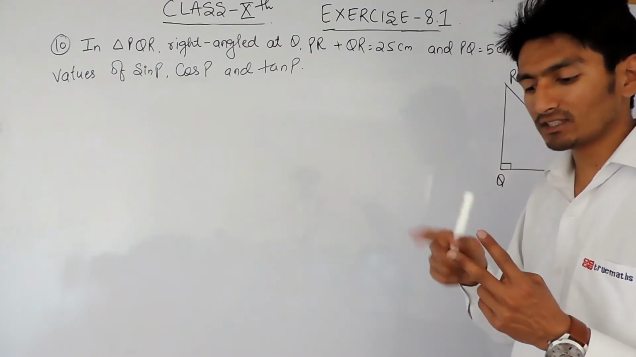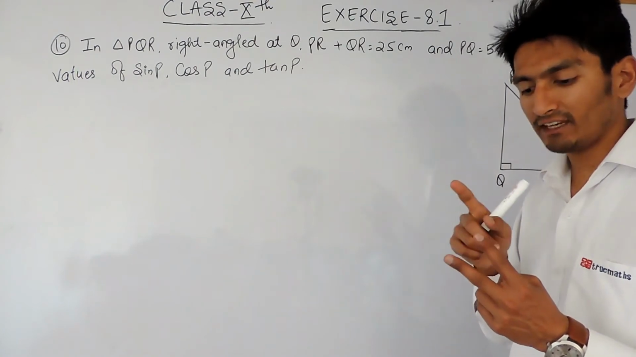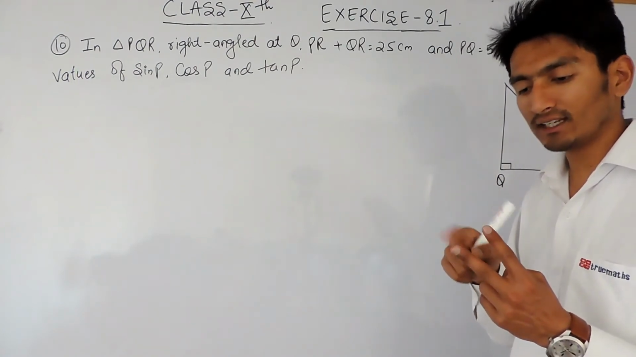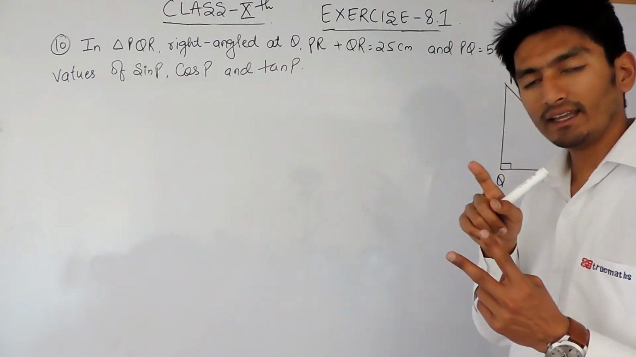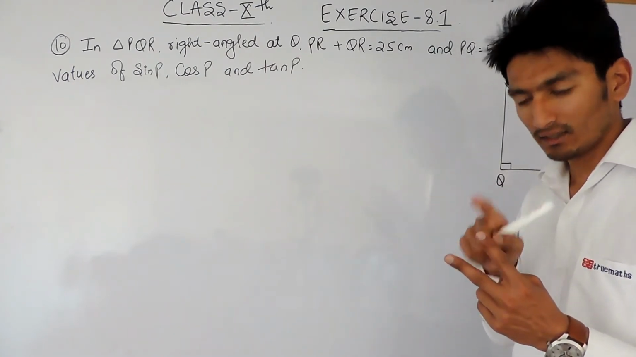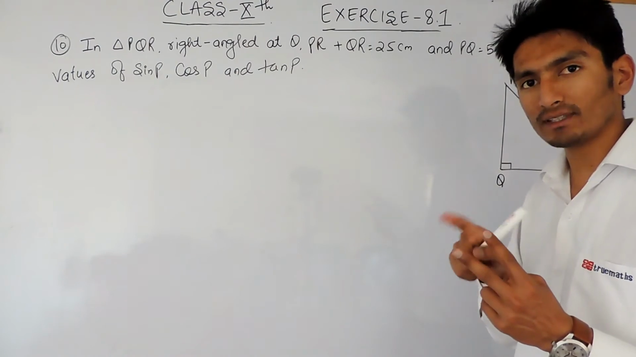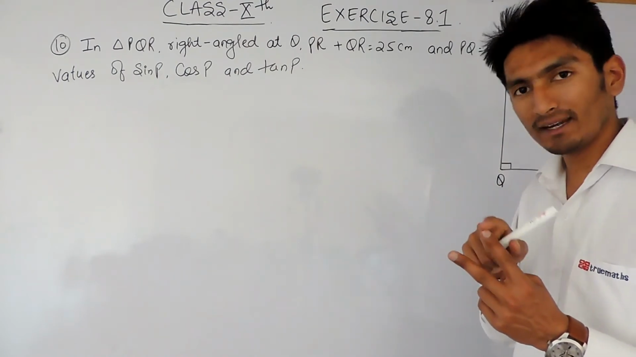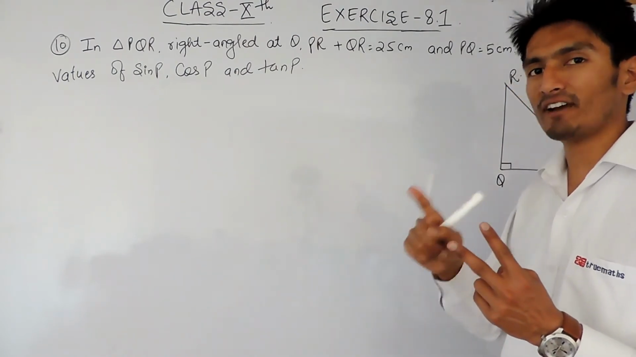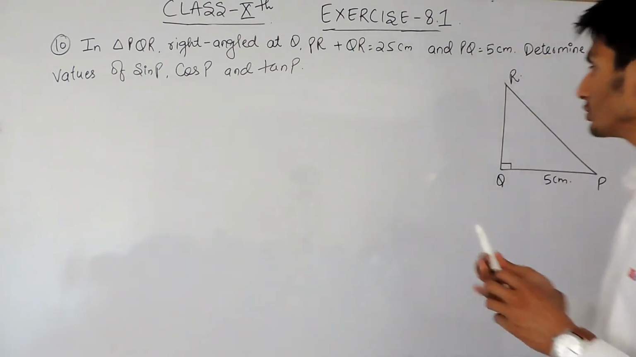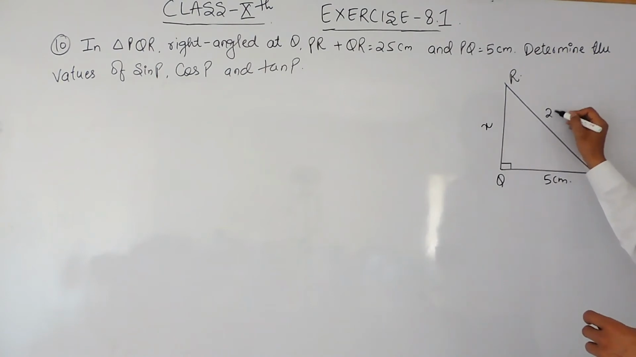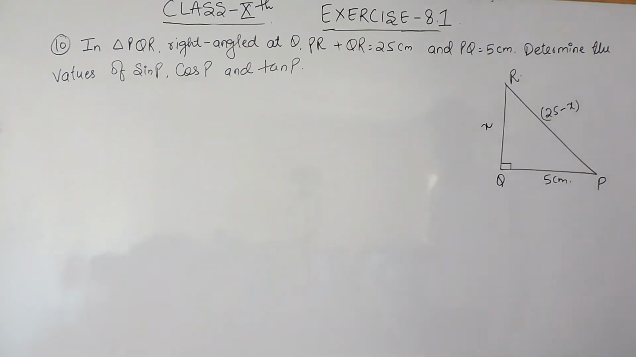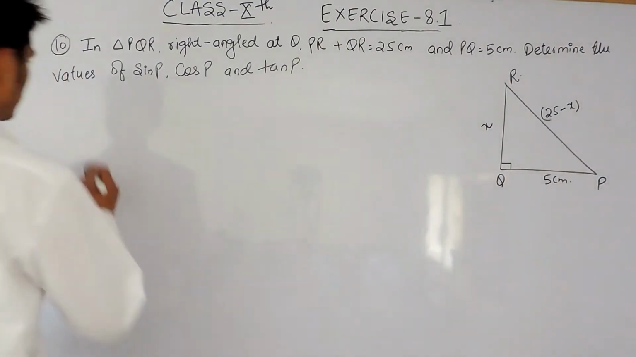That is, if the sum of two numbers is 25 and one number is 20, the other number must be 25 minus 20. Similarly, if one number is x, the other number must be 25 minus x. So let this number be x, so this must be 25 minus x. Now, use Pythagoras.